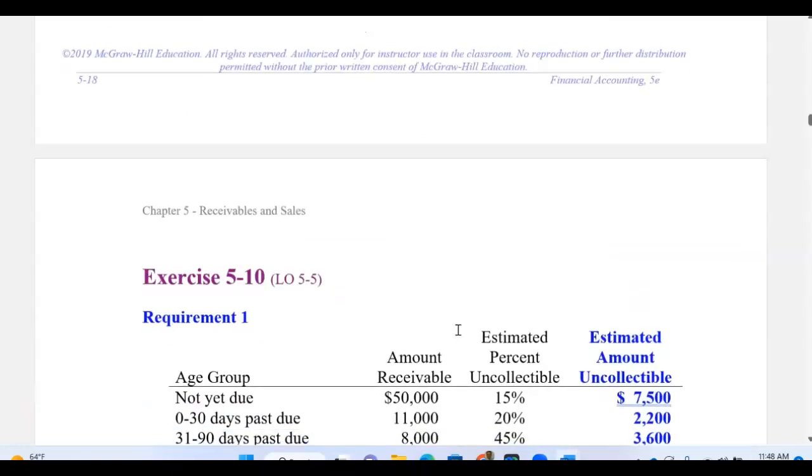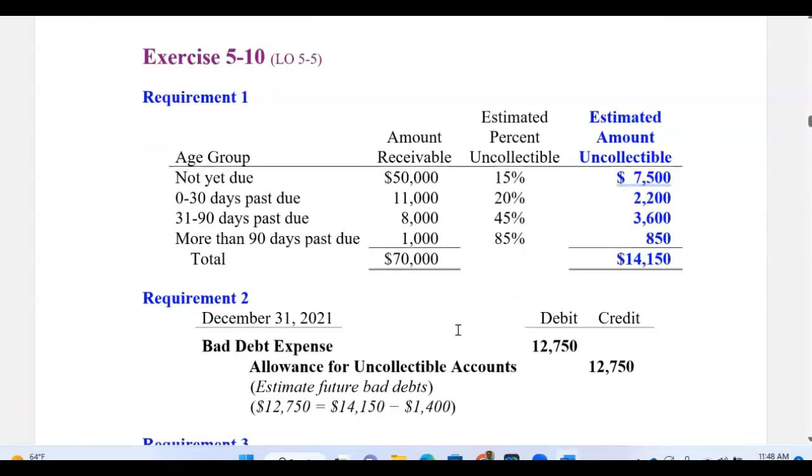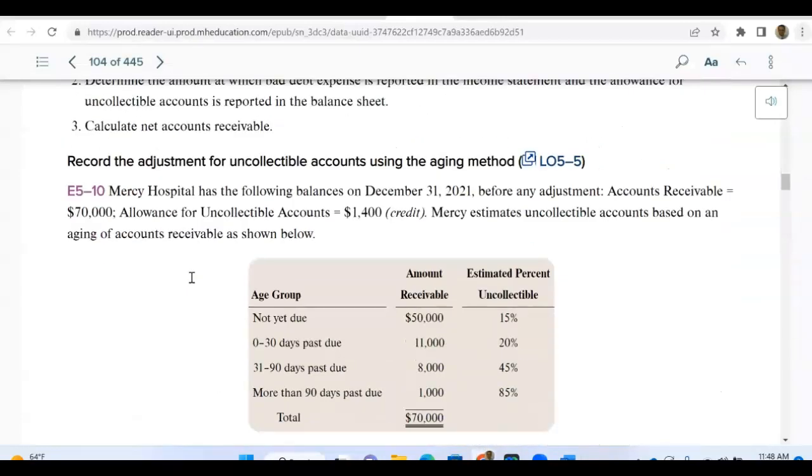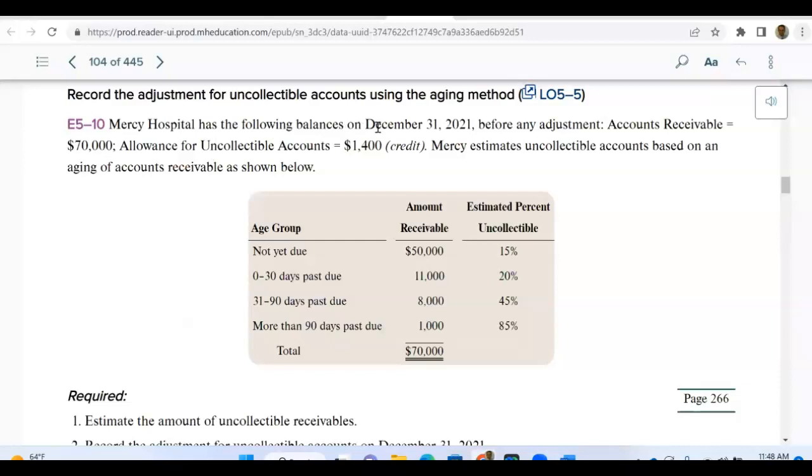Let's do number 10 because it might be in your homework. So here is number 10. It says the company has the following balances on December 31st, 2021. Before any adjustment, accounts receivable equals $70,000. Allowance for uncollectible account or doubtful account equals $1,400 on the credit side. Very, very important information. Mercy estimates uncollectible accounts based on aging of accounts receivable as shown below.